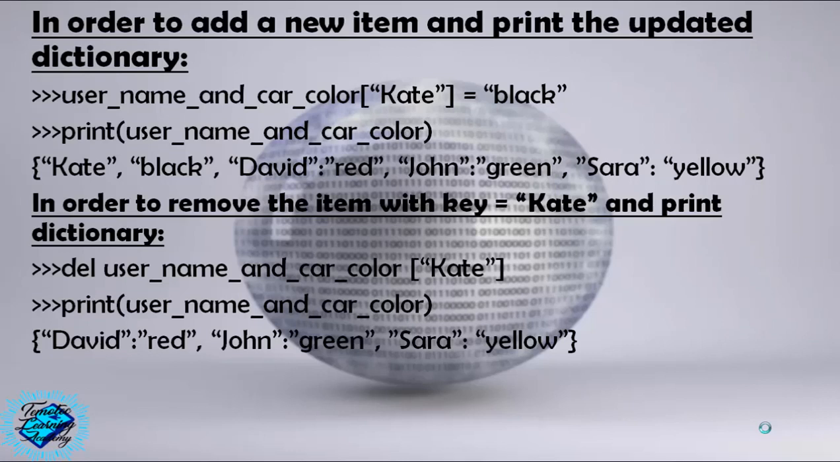In order to add a new item and print the updated dictionary: username_and_car_color["Kate"] = "black", then print. We get Kate black, David red, John green, Sarah yellow. In order to remove the item with key Kate and print the dictionary: del username_and_car_color["Kate"], then print. We get David red, John green, Sarah yellow.